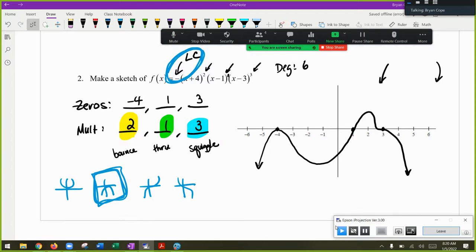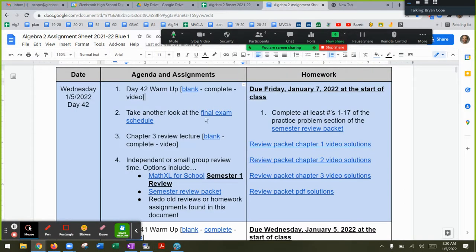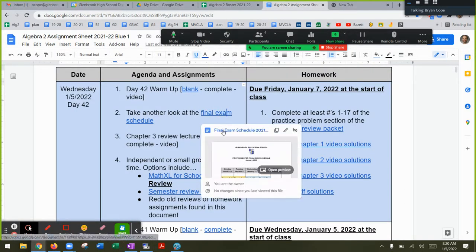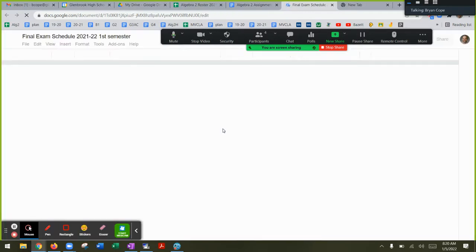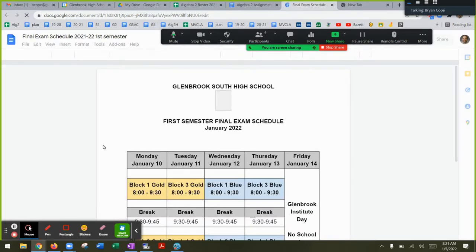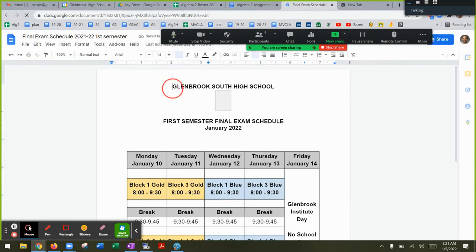All right. Cool. Okay. Let's take another look at the final exam schedule just so we're all clear about that. Okay. So here it is. I've got it linked on my sheet. You can find it on the general Glenbrook site if you want. So there it is. Everyone's clear on this. And our exam is on Wednesday.